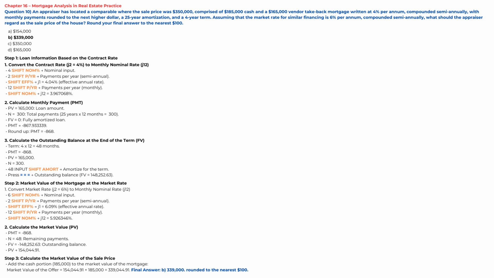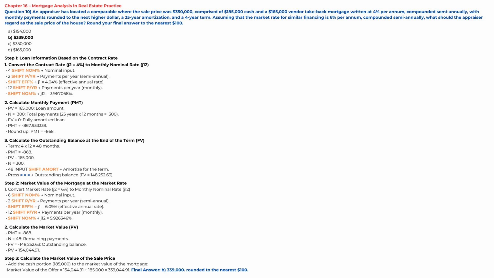Step 1: Loan information, based on the contract rate. 1. Convert the contract rate, J2 equals 4%, to the monthly nominal rate, J12. 4, Shift NOM, nominal input. 2, Shift PYR, payments per year, semi-annual. Shift effective, J1 is 4.04%, effective annual rate. 12, Shift PYR, payments per year, monthly.